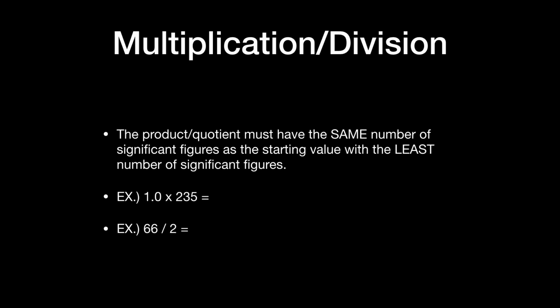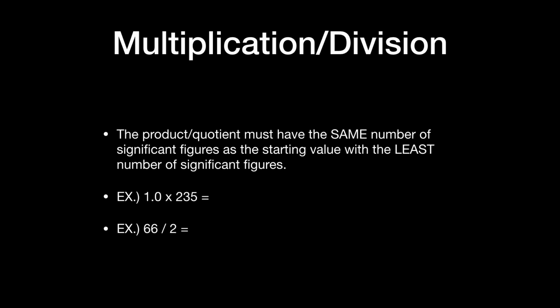So for the multiplication division rule, the product or the quotient, or basically just your answer, must have the same number of significant figures as the starting value that has the least number of significant figures. So what we're seeing based on that definition is that our answer relies on what our starting values are. Whatever the least number of significant figures are in our starting values, that's going to tell me how many significant figures my answer needs to have.